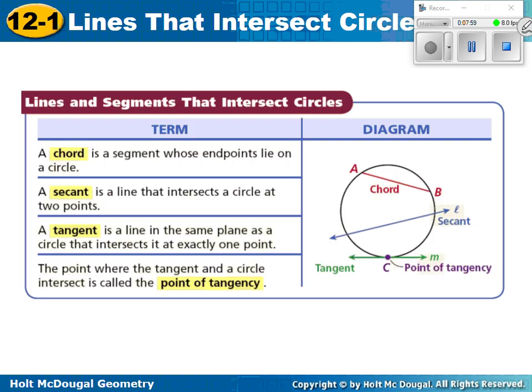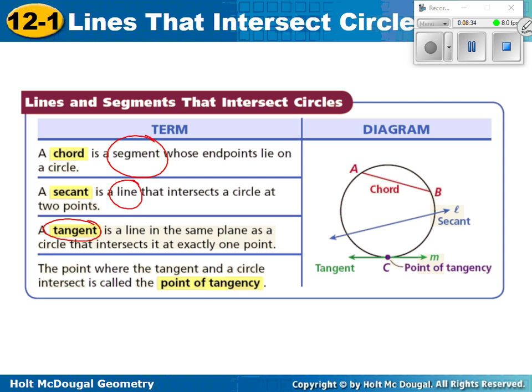Chord, secant, tangent, and points of tangency are huge for chapter 12. Tangent here is not really the same as tangent in terms of sine, cosine, tangent, and that's a little confusing. You'll see the connection between this kind of a tangent and tangent when you get to pre-cal, but for now it's just different, okay? Same word, different meaning, so be careful. Chord and secant are almost the same thing, so be really careful with those 2 words. Chord is just a segment, whereas secant is a line.